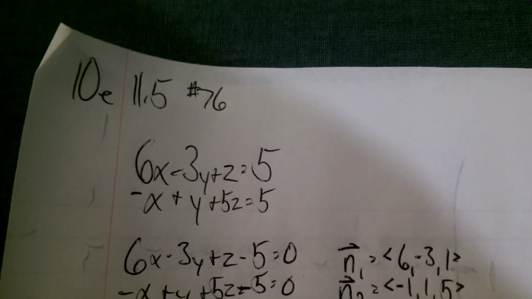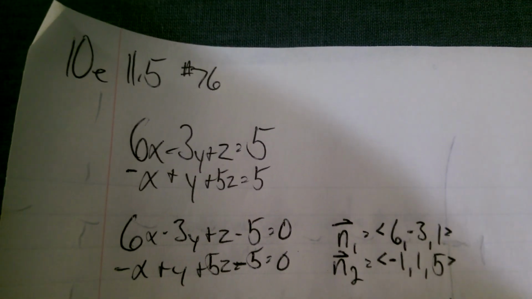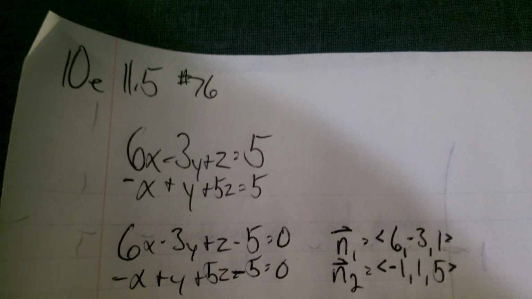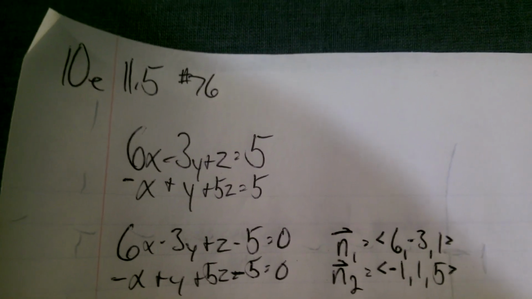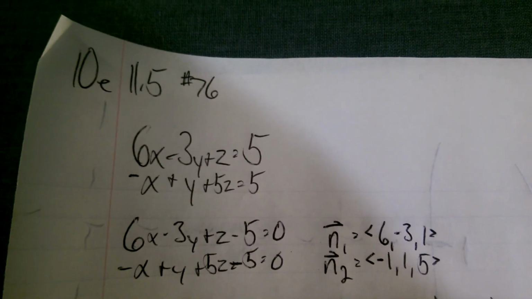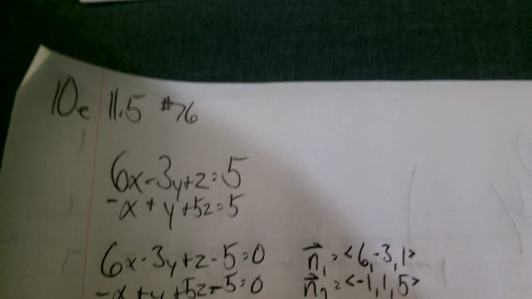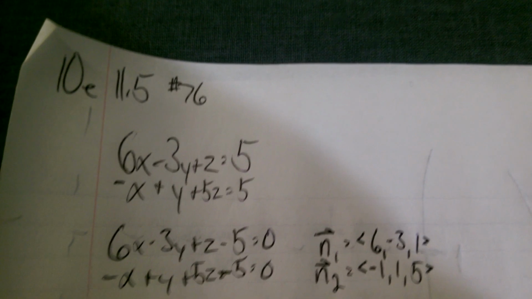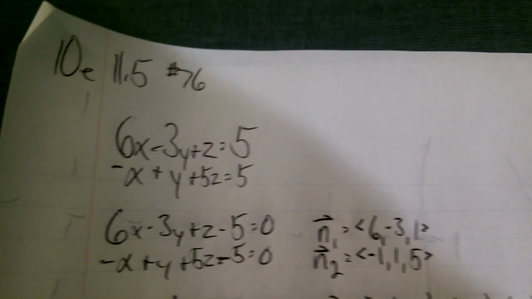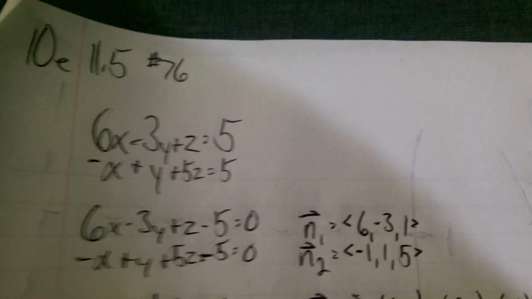So, for our final exam review, we'll be doing 10th edition textbook, chapter 11.5, question 76, where it's asking us to find both the angle of intersection between two planes and the line of intersection between two planes. So we're going to go right to it. As you can see, we have the planes' equations on the paper.